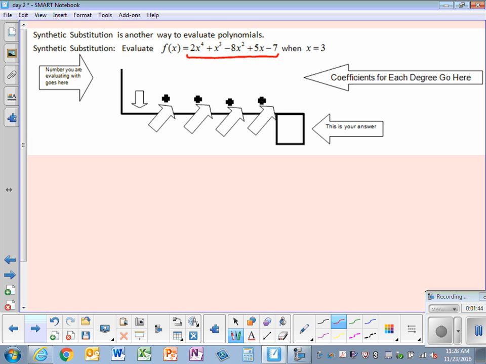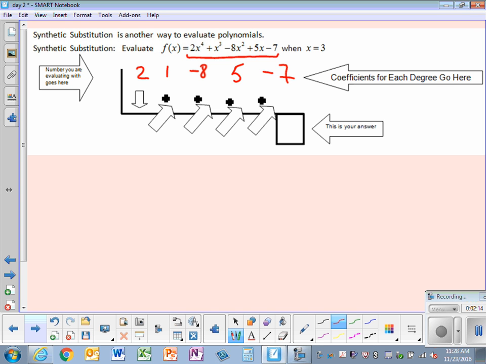You see how I have x to the power of 4 and then x to the power of 3 and then x to the power of 2. Yes, it decreases from left to right, right? So they're ordered. And then I do the following. I copy my coefficients right here: 2, 1, negative 8, 5, and negative 7. So I just copy coefficients, making sure that I don't skip any.